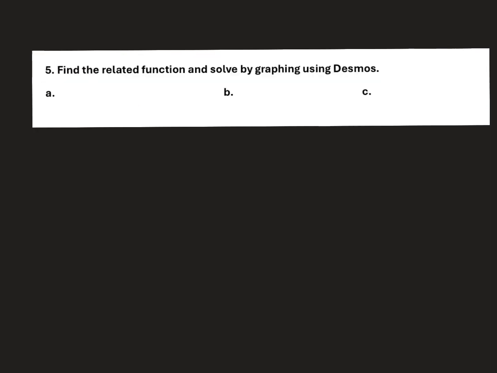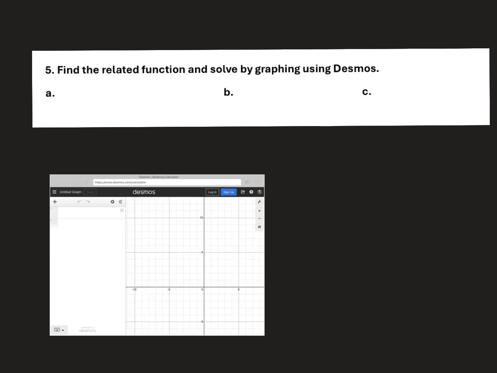For number 5, it says find the related function and solve by graphing using Desmos. The first equation that we will find the related function for is 1/2 x minus 11 equals negative 8. Now what this means, find a related function, that means make this equation equal 0 and replace that equal to 0 with f of x.